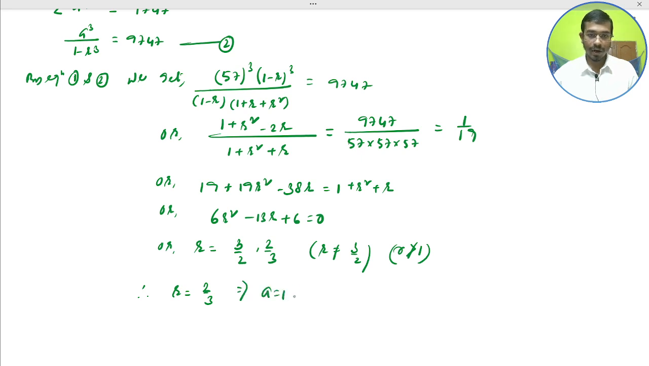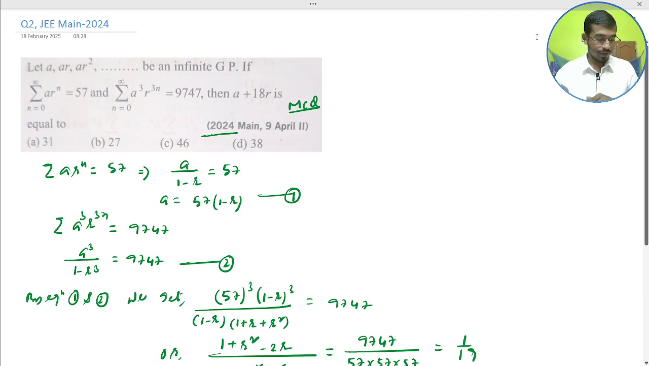That means a equals 19. So you have to find a plus 18r. That would be 19 plus 18 into 2 by 3. That would be 31. 31 should be the correct answer. 31 means option A is correct.